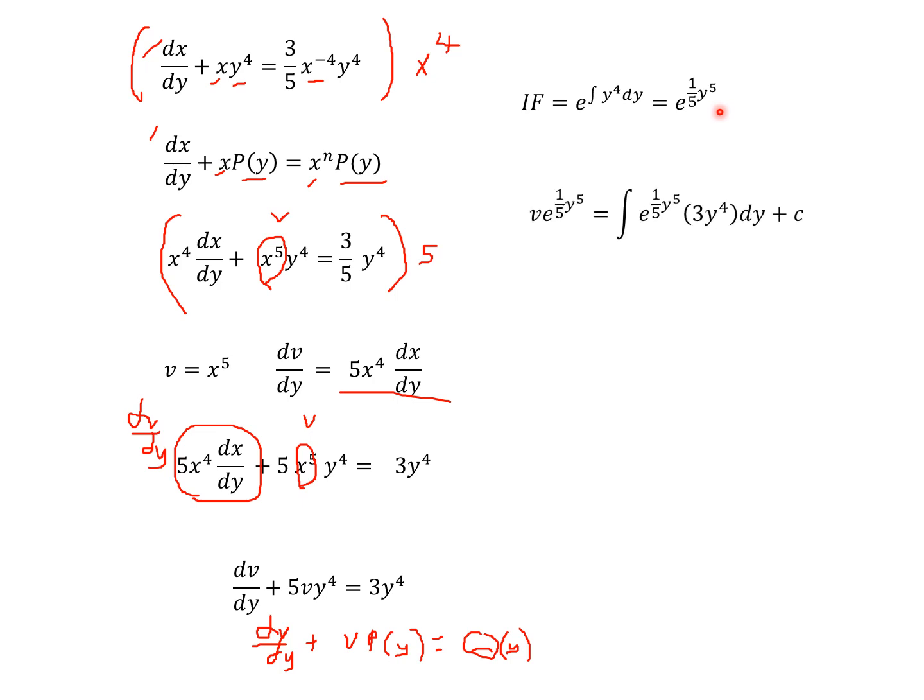So you will have to use this formula now. Remember, this is our integrating factor there. So you have v e to the 1 over 5 y to the 5 is equal to the integral of e to the 1 over 5 y to the 5 times 3y to the 4th dy plus c.